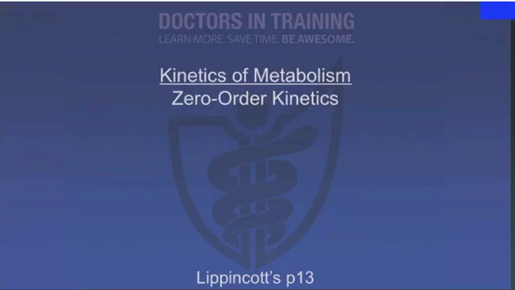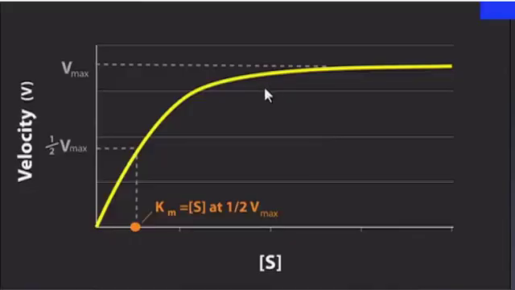So next we're going to talk about zero-order kinetics. And again, remember this same Michaelis-Menten graph. At some point, you're going to saturate the enzyme sites and reach your Vmax on that far right-hand side of the graph. No matter how much substrate you give, you're still limited, and the amount of drug metabolized in a given time doesn't change.